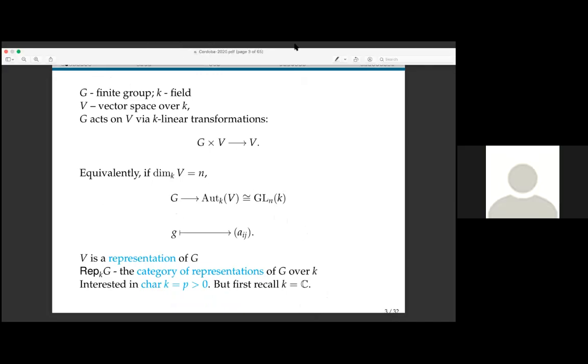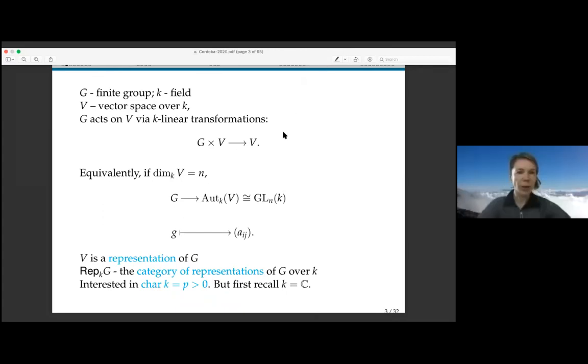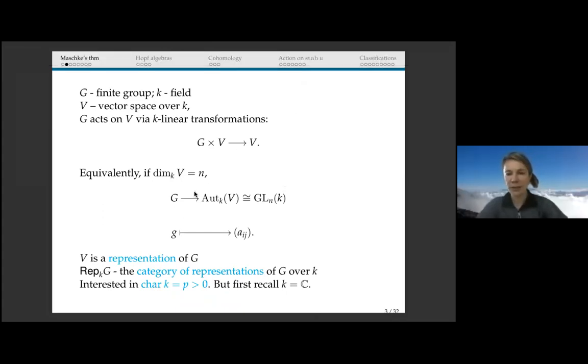Let me check if I can. Thought there was a pointer here. Can you guys see my mouse when I swirl it around? Yep. Okay, so I'll just use that.